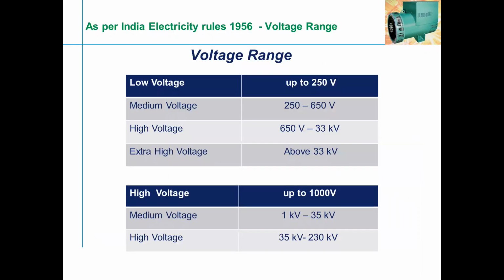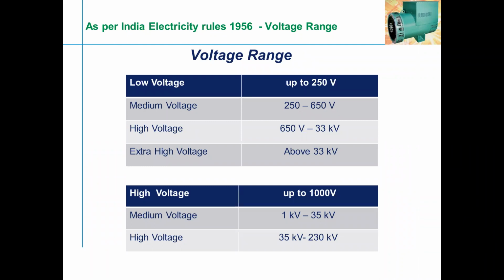Coming to India, I'm just covering India. In India, the voltage classes are defined as follows: low voltage is up to 250 volts, medium voltage is 250 to 650 volts, high voltage is 650 volts to 33 kV, and extra high voltage is above 33 kV.